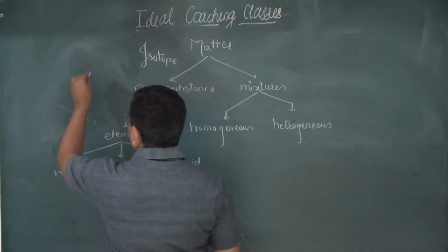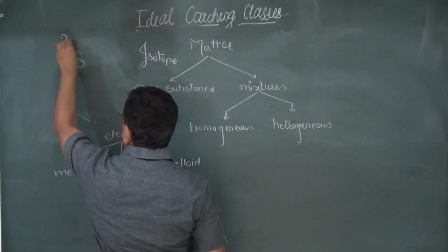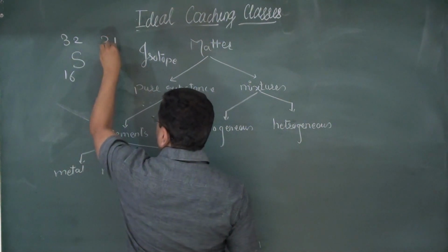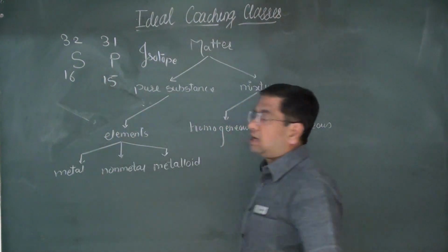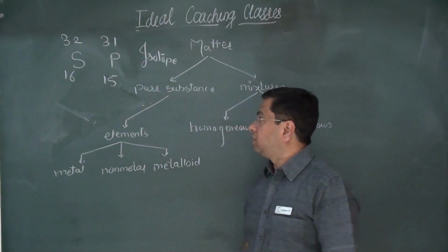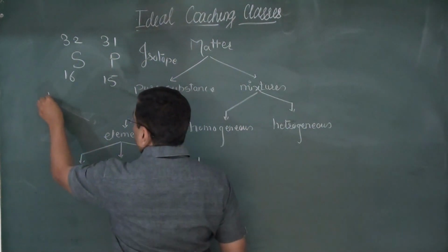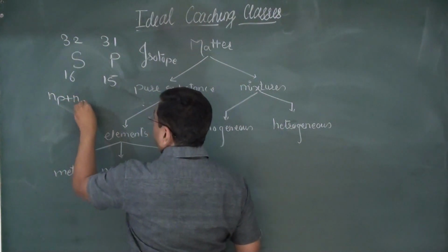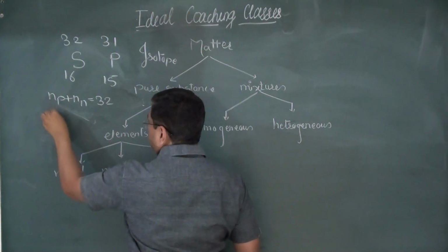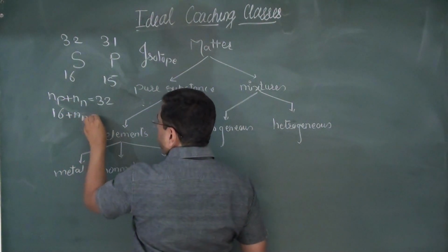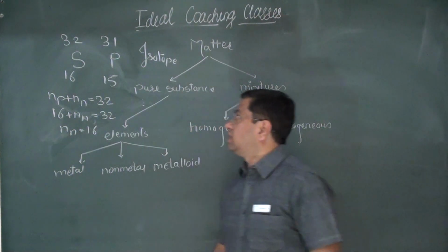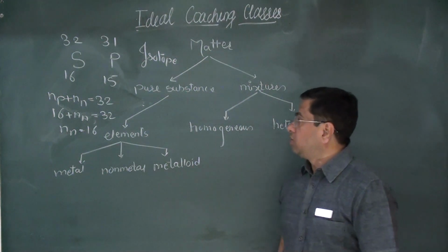For example, if I say sulfur 32 16 and I say phosphorus 31 15. Let us check that out. Number of protons plus number of neutrons is 32. Number of protons 16 plus number of neutrons, that is 32. The number of neutrons in sulfur is 16.